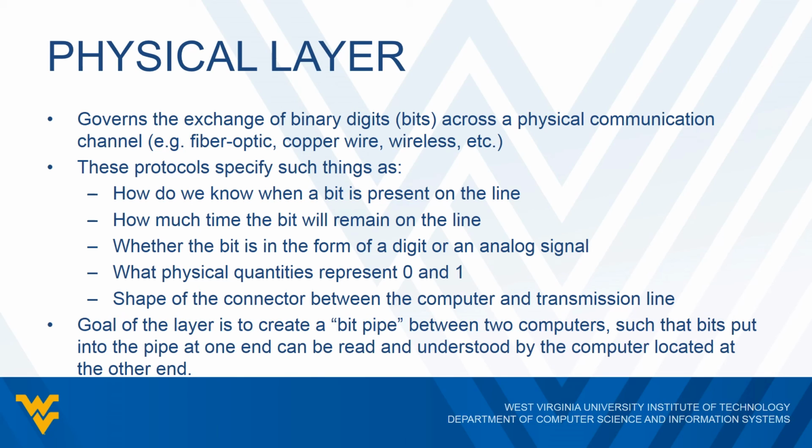So the goal of the physical layer is to create this bit pipe between two computers, such that the bits that are put into the pipe at one end can be read and understood by the computer located at the other end. So once we've selected the physical layer protocol, and we can do this by purchasing a modem, getting a digital subscriber line, or even using a mobile phone with wireless data capabilities, we can transmit binary signals across a physical channel.